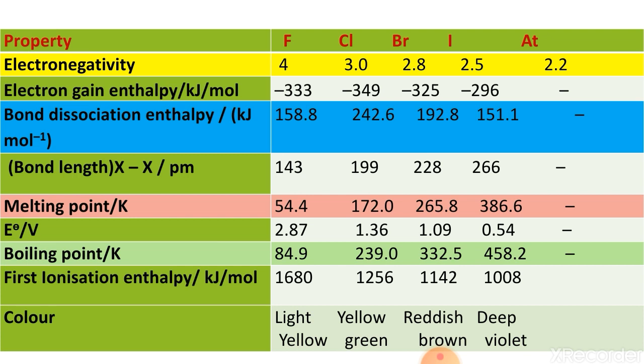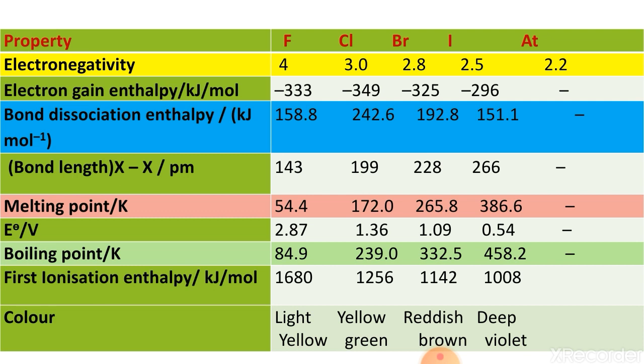Now next, electron gain enthalpy. Look at here, fluorine has minus 333 electron gain enthalpy, which is less negative than minus 349 electron gain enthalpy of chlorine. So that's why the order of electron gain enthalpy is Cl, which has more than fluorine, then Br, then iodine.